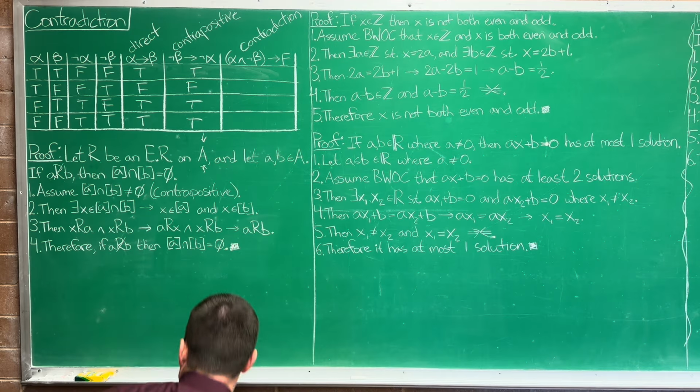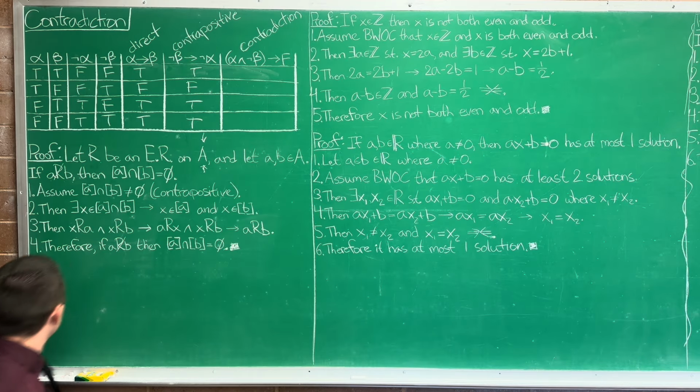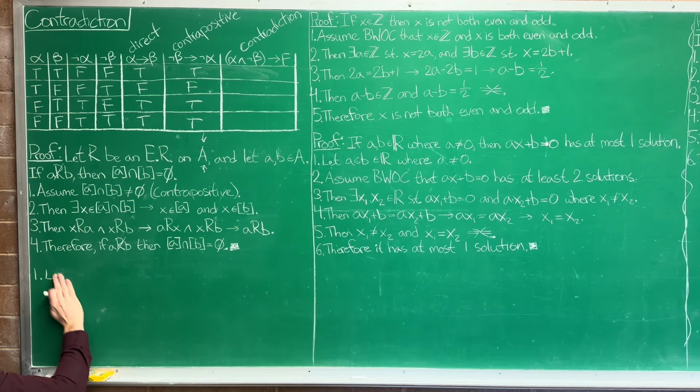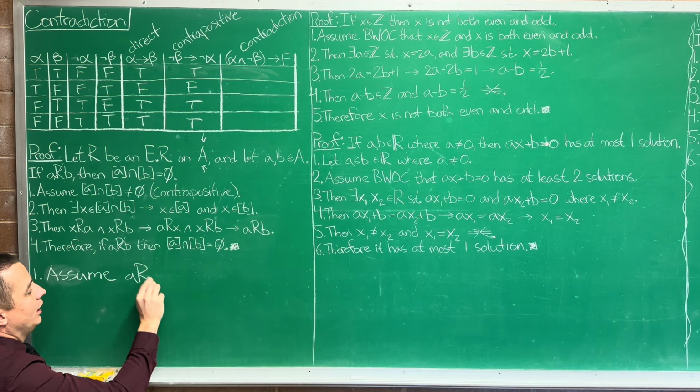So typically, before the contrapositive, how would you have started this proof? You would have assumed that A is not related to B. You would have started with one, let or assume, however you want to say it, same thing. You would have said, assume A is not related to B.